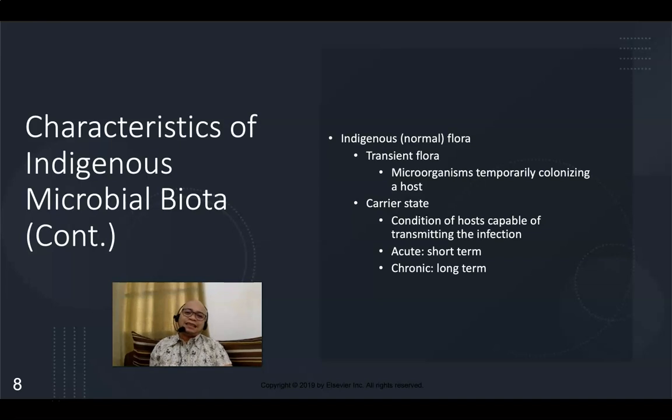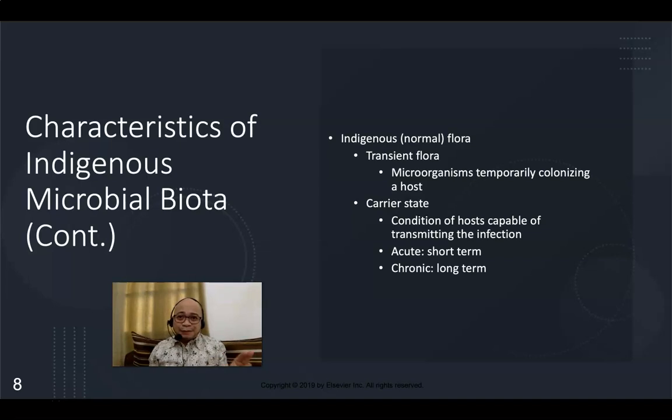Now, what is a carrier state? A carrier state is a condition of a host capable of transmitting the infection, but the host itself may not necessarily exhibit signs and symptoms of a disease. For example, an asymptomatic COVID-19 patient may be a carrier. They do not show any signs and symptoms, but they are potentially infectious.